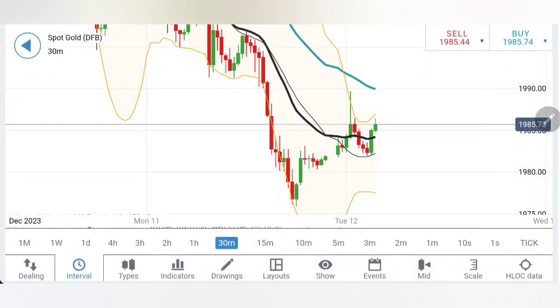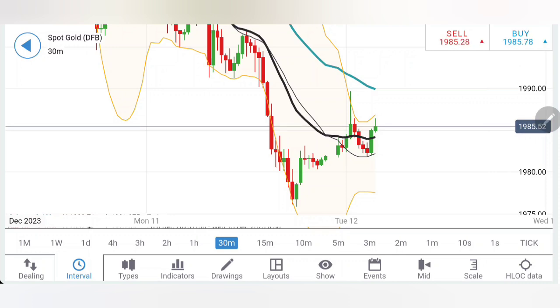Gold traded bearish yesterday, moved towards 1975 levels and now trading with a retracement at 1986. Important day today. The inflation data coming in from US definitely will bring more volatility. So how to make the most out of gold trading today? Which position you should take? We will see with the help of charts and indicators.